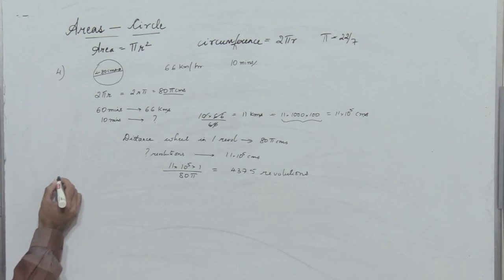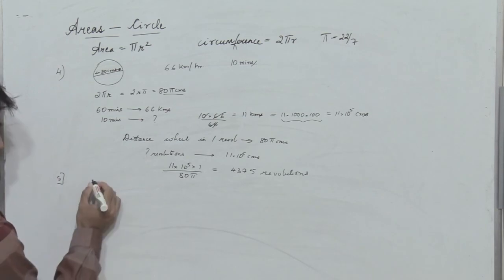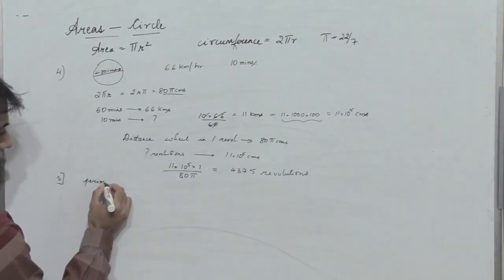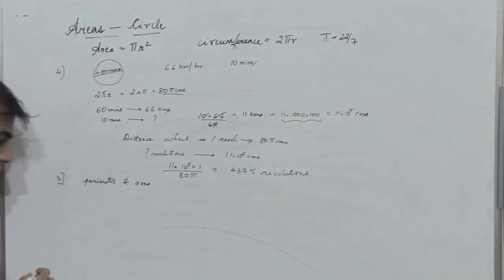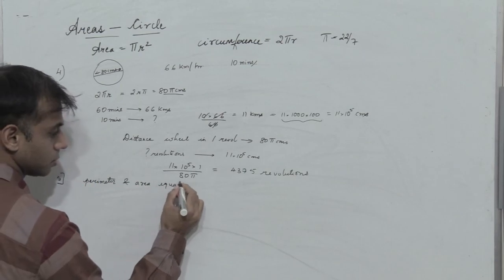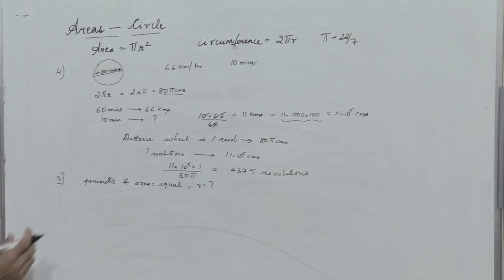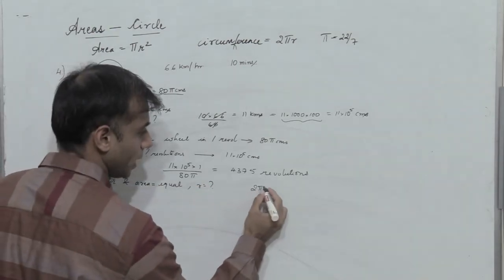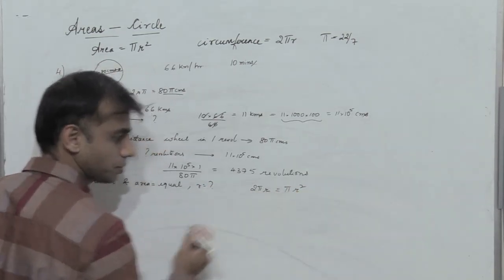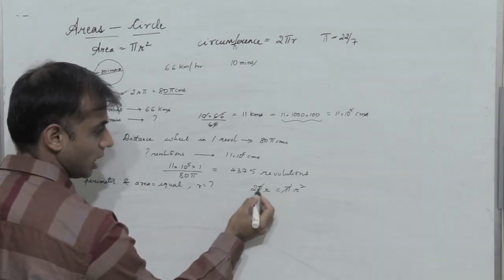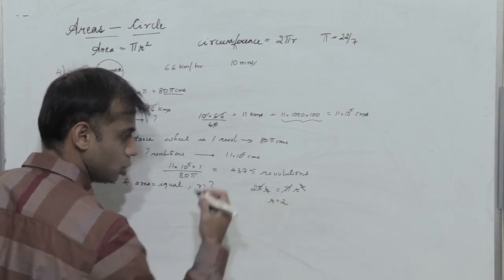So the fifth one: if the perimeter and the area of the circle are equal, then we need to find r. Okay? So what is the perimeter? The perimeter of a circle is 2 pi r, and that is equal to the area. The area is pi r square. So we can cancel pi on both the sides, 1 r and 1 r can be cancelled. So therefore I get r equal to 2 units.